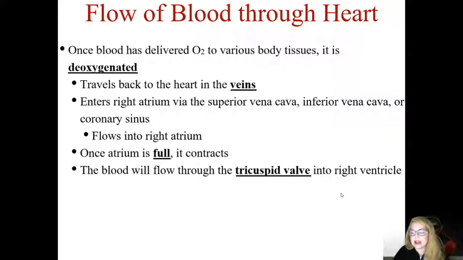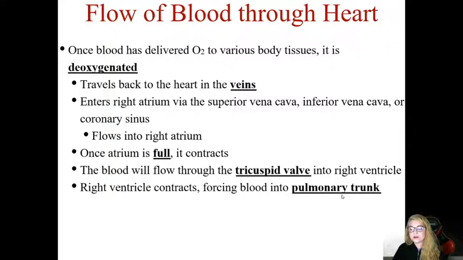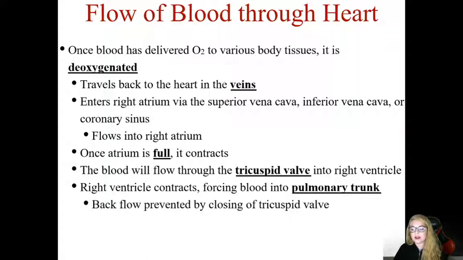Okay, and once it enters into the right ventricle, it is going to contract itself, and that is going to force the blood into the pulmonary trunk. And backflow, again, is prevented by closing of the tricuspid valve. And the right ventricle now can relax as that blood is forced into the pulmonary trunk, and backflow is prevented by closing of the pulmonary semilunar valve.